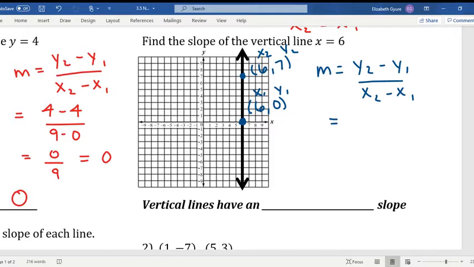So on the top, subtract your y's. We're going to do 7 minus 0. And then on the bottom, aren't they both 6's? So we're just going to do 6 minus 6. What's 7 minus 0? 7. What's 6 minus 6? 0. Anyone notice something funny about that?